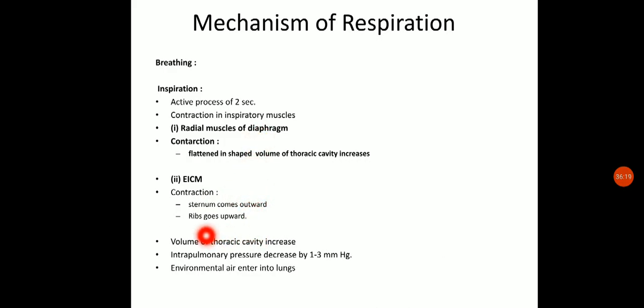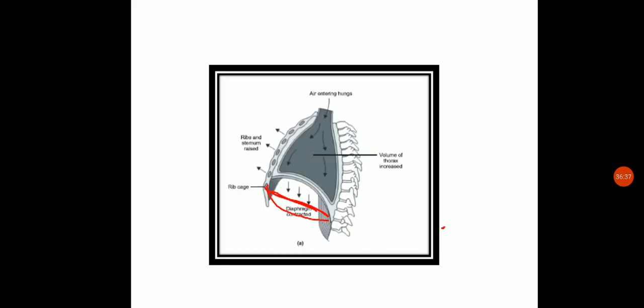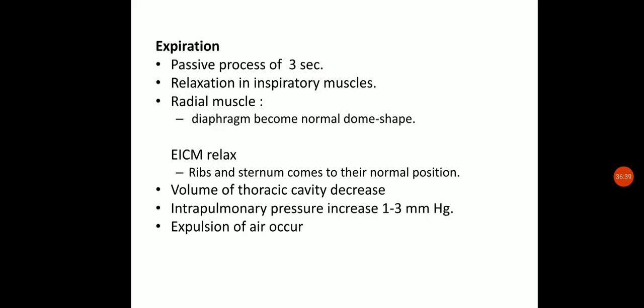And due to this, the intrapulmonary pressure decreases. The volume increases and the intrapulmonary pressure decreases by around 1 to 3 mmHg, and hence the movement of air will take place from high pressure to low pressure, that is from the external environment to the internal environment. So this is the mechanism of breathing. Next is expiration.